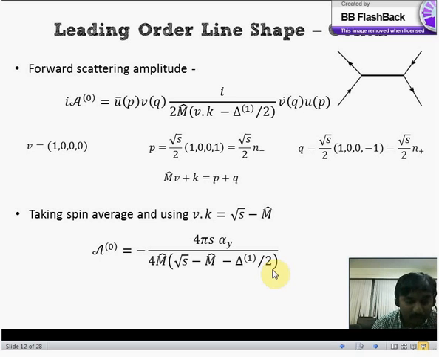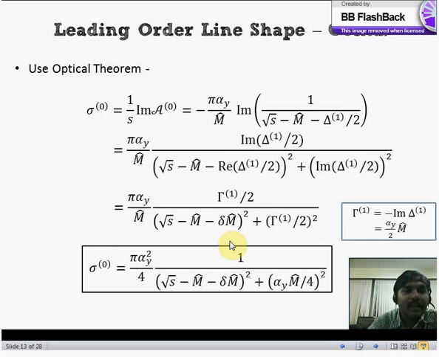An important thing to note here is the presence of this s, which is just the square of the center of mass energy in the numerator. And then we used the optical theorem. The optical theorem basically says that the cross section is related to the imaginary part of the amplitude. This is all to leading order, that's why we have zeros over here.